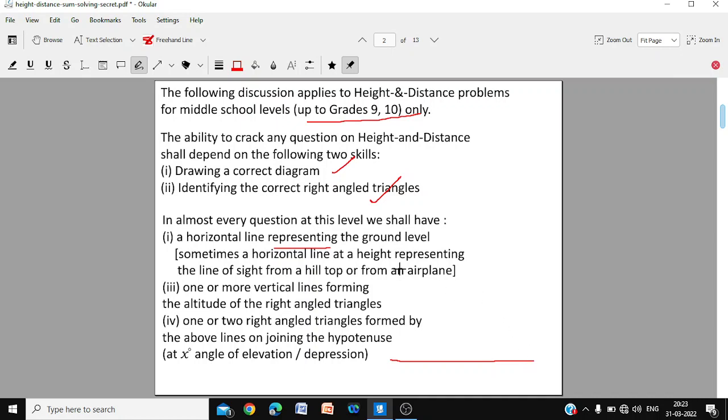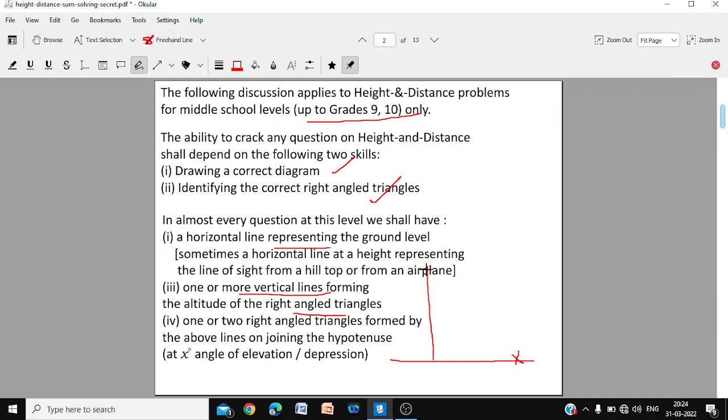Sometimes there could be a line at a height. For instance, someone is seeing something from a hilltop or an aeroplane flying, but the ground level will always be there. One or more vertical lines forming the altitude. This could be building, tower, pole, flagstaff, monument, anything which is vertical. And one point of observation. This is the point of observation.